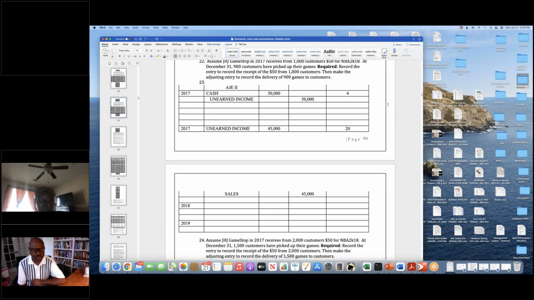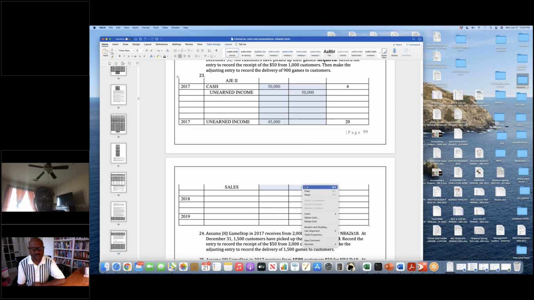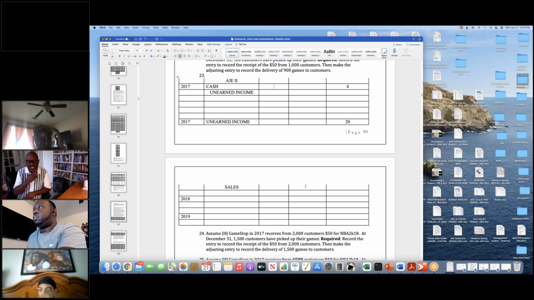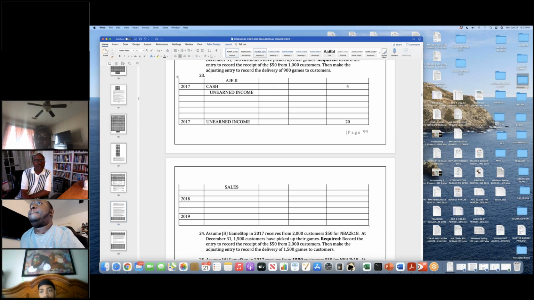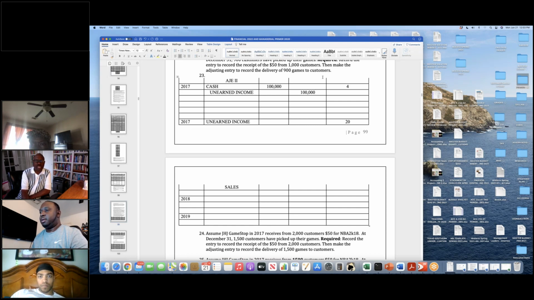You're supposed to do 24, correct? The accounts and types all stay the same; I just need different dollar amounts. So in 24, if 2,000 customers pay you $50 each, how much money did GameStop get? 100,000. Okay. And how many customers picked it up? 1,500. So unearned would be 75,000.